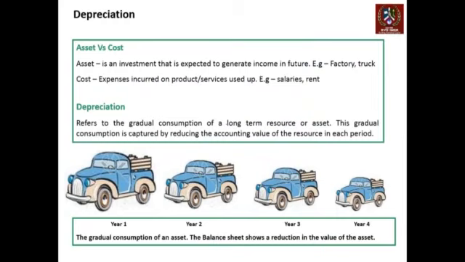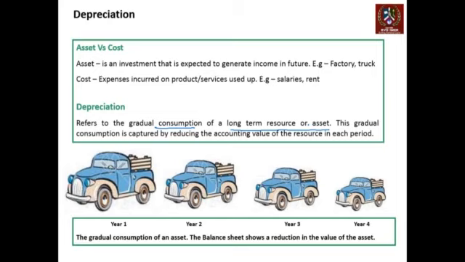When we look at a business in general, depreciation comes for any assets. This is effectively the gradual consumption of a long-term resource or asset. So if you buy an asset with a useful life of 10 years, this gradual consumption is denoted by reducing the value or accounting value of the resource in each period, right?